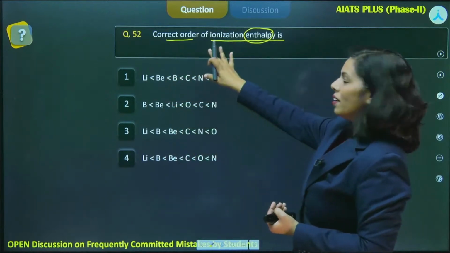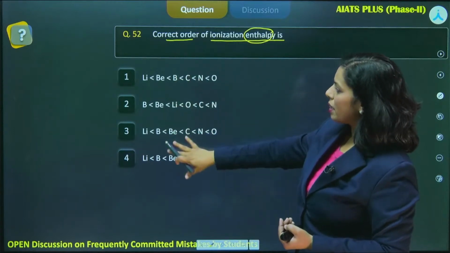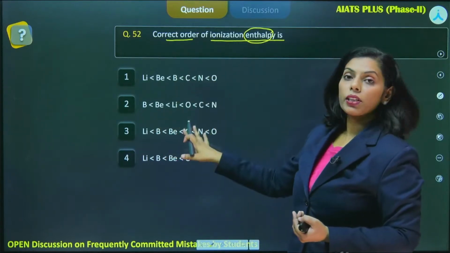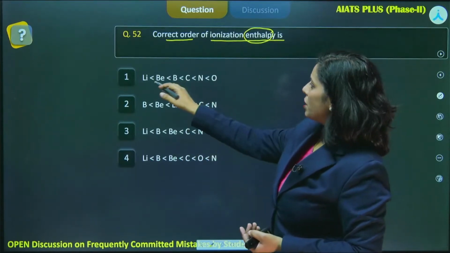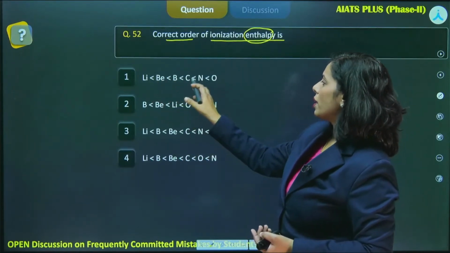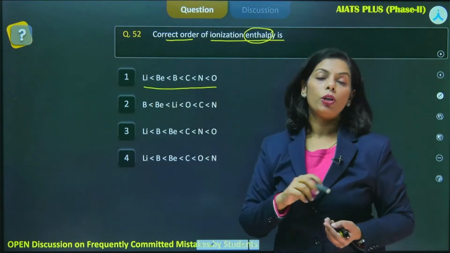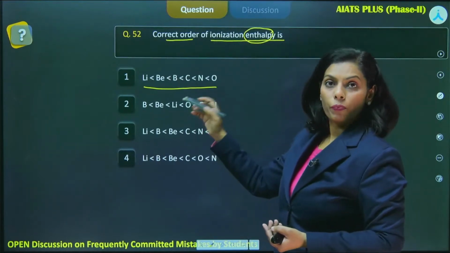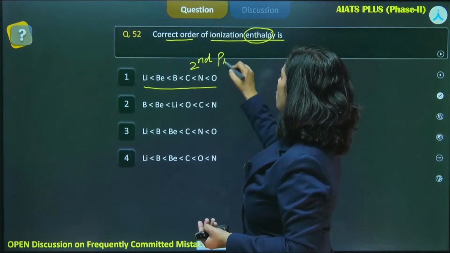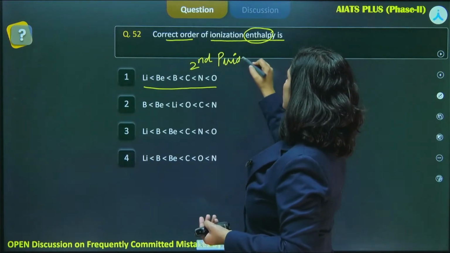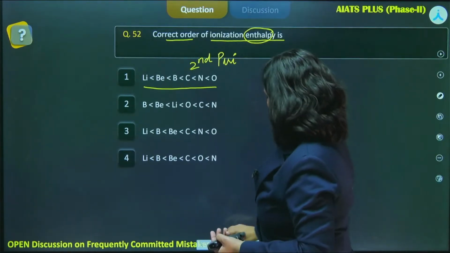So, let's come back to the question. The correct order of ionization enthalpy is. If I'm looking at the given options, because while solving the question, checking the options is very important. All the elements which are present here, lithium, beryllium, boron, carbon, nitrogen, oxygen, to which period of the modern periodic table do these elements belong? Undoubtedly, these are the elements of the second period. Am I right? Let me rewrite it.